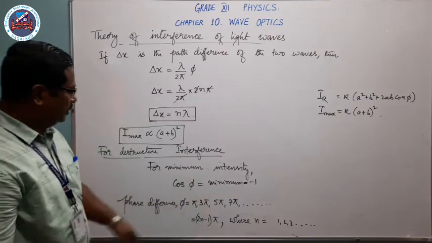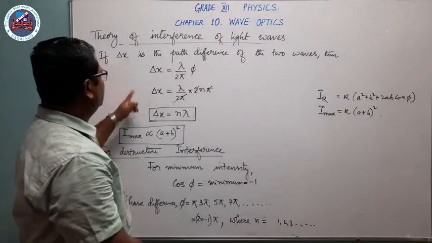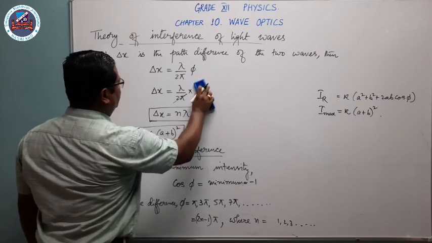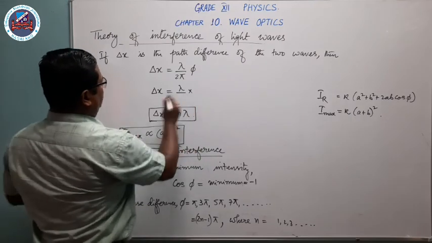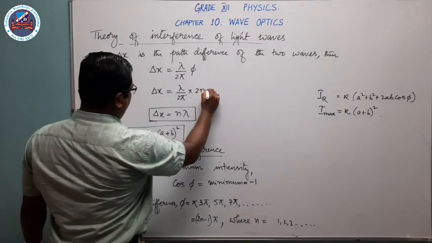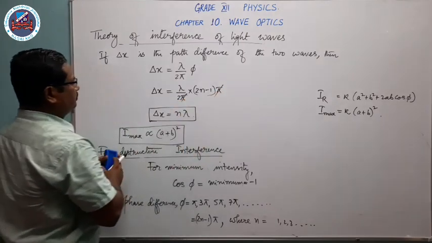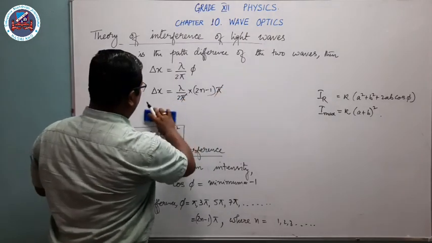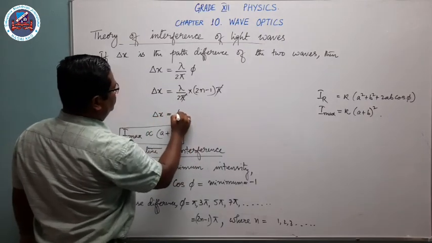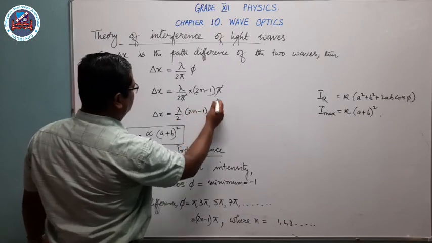Like this it will match. Then if delta x is the path difference of the two waves, the relation will remain the same, only the phase difference will change. Phi is equal to 2n minus 1 times pi. So if you cancel pi, then you will get the relation between path difference and phase difference: path difference is equal to lambda by 2 times 2n minus 1.